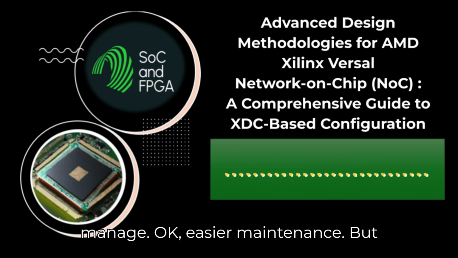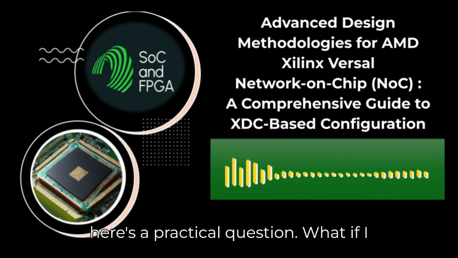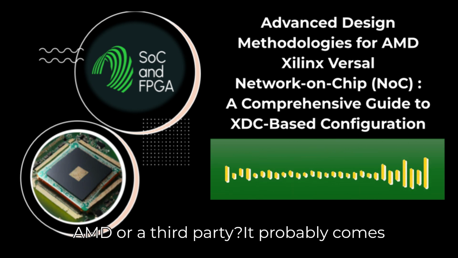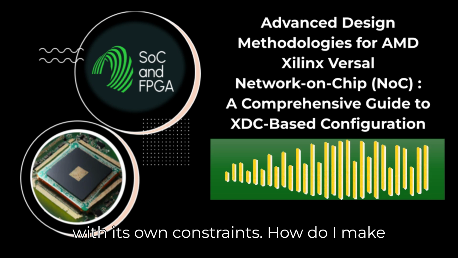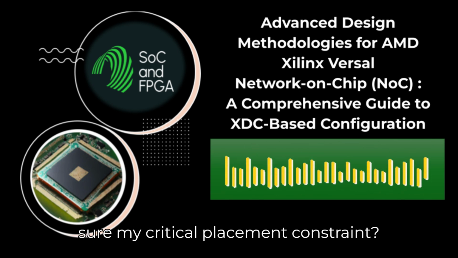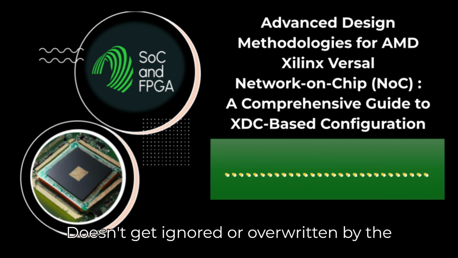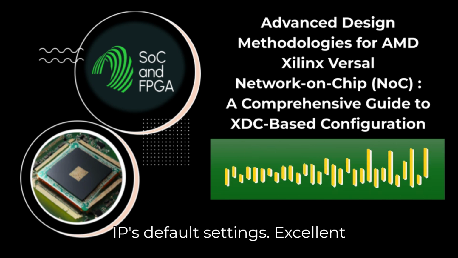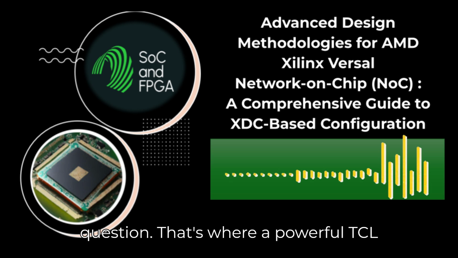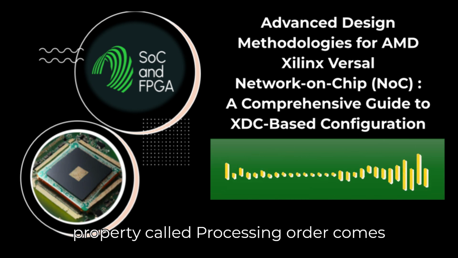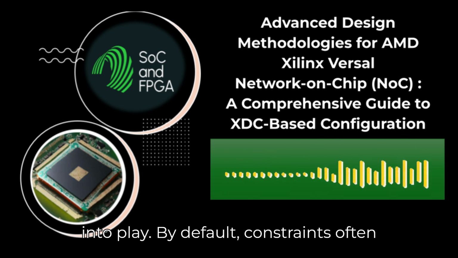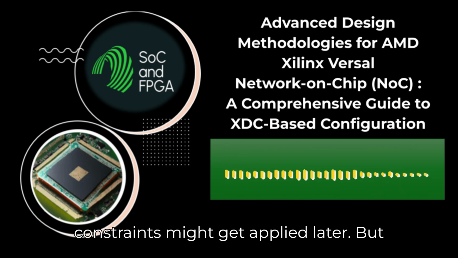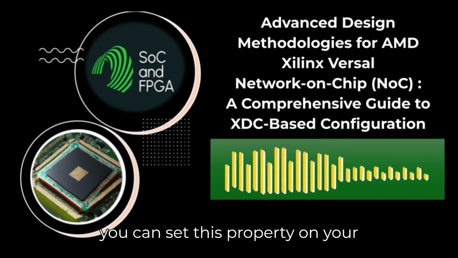Okay, easier maintenance. But here's a practical question. What if I use a pre-built IP core, say, from AMD or a third party? It probably comes with its own constraints. How do I make sure my critical placement constraint doesn't get ignored or overwritten by the IP's default settings? Excellent question. That's where a powerful TCL property called a processing order comes into play. By default, constraints often have a certain processing order, and IP constraints might get applied later. But you can set this property on your constraint file.